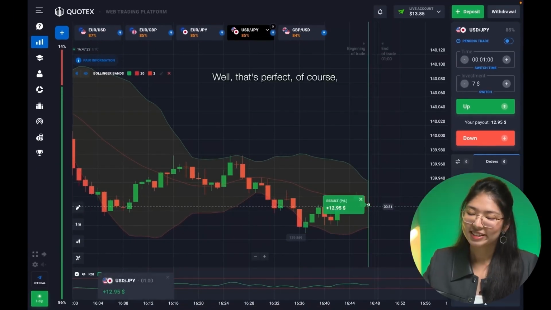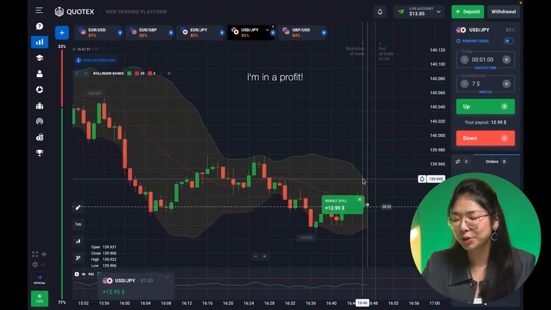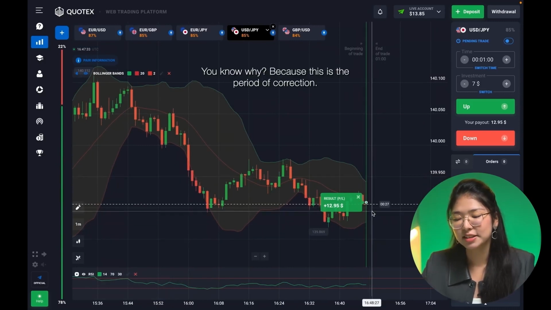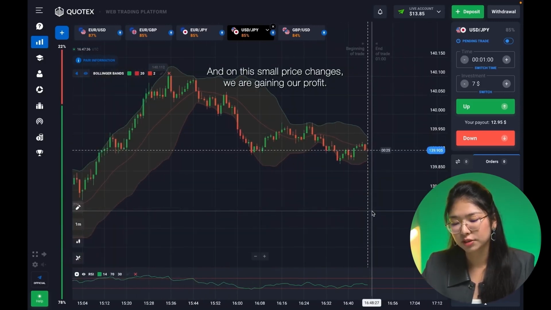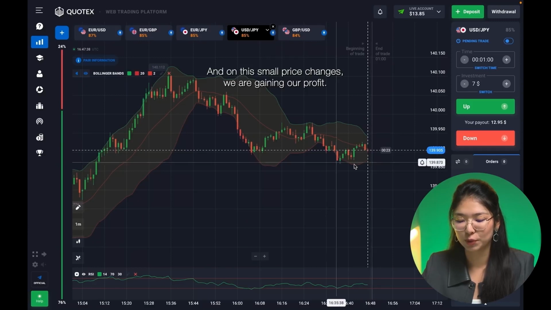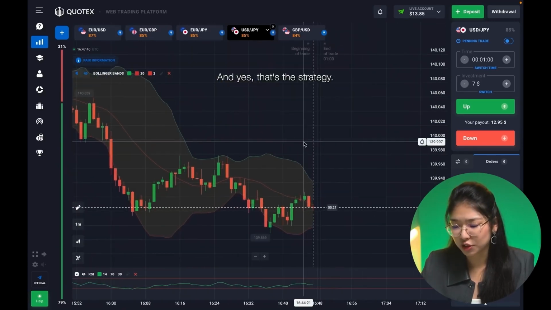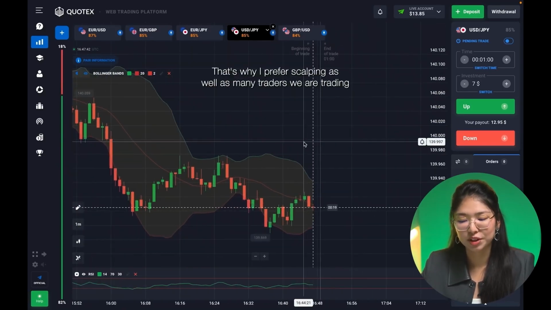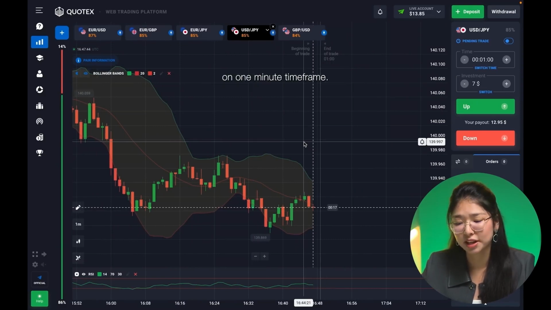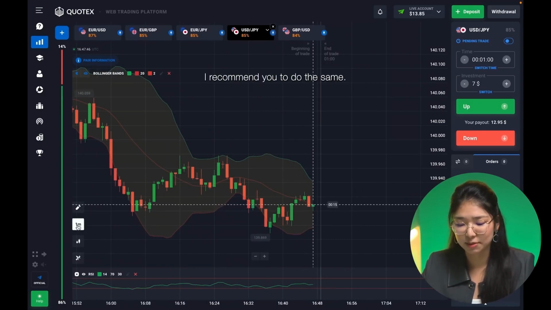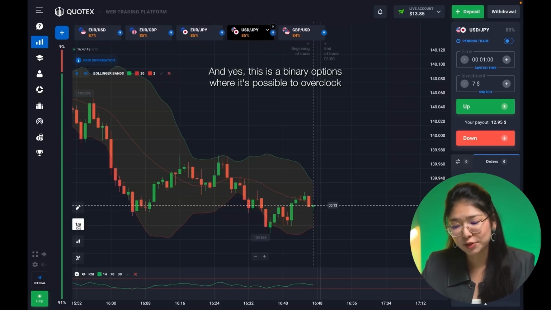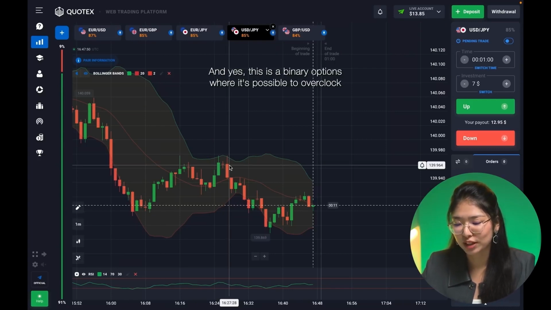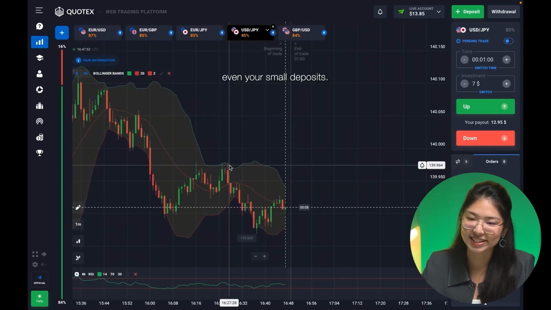So well, that's perfect, of course. I'm on a profit. Do you know why? Because this is a period of correction, and on the small price changes we are gaining our profit. Yes, that's a strategy. That's why it's perfect for scalping, as well as for many traders who are trading on a 1 minute time frame, and I recommend to do the same. So yes, this is binary options where it's possible to overclock even your small deposit, guys.